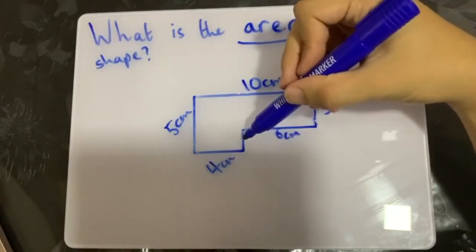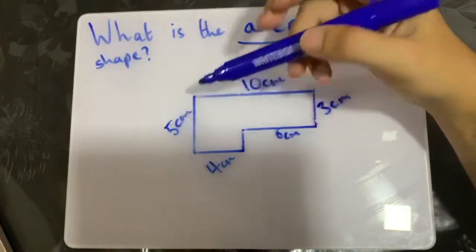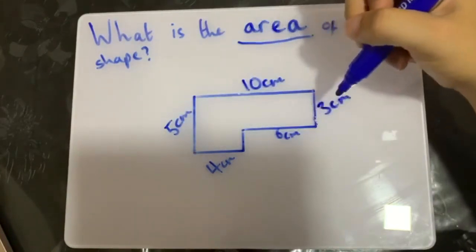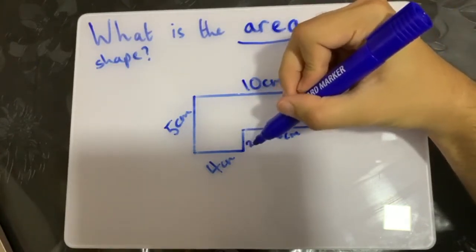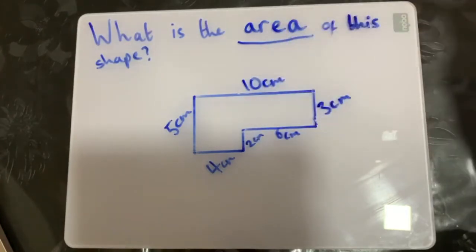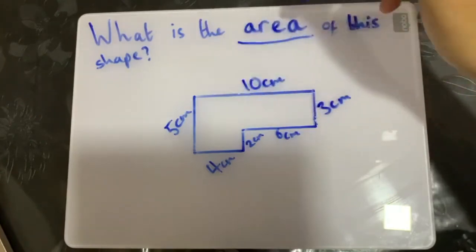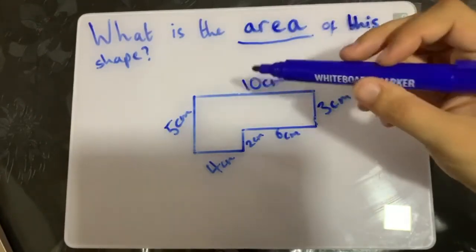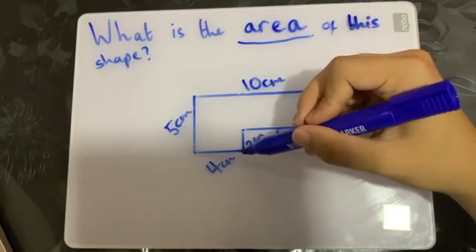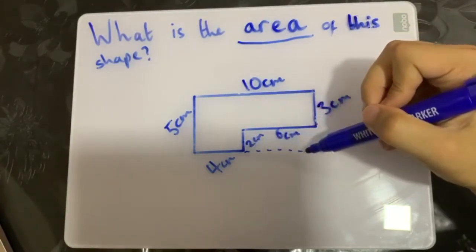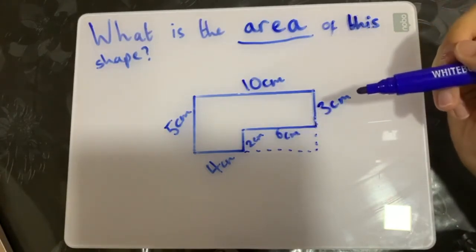And now I need to find this side, and I'm going to do the same thing. So my long side is 5 centimeters, and my other vertical side is 3 centimeters, which means that the remaining amount is 2 centimeters. Now, I can't do 5 times 10 to find the area of this, because I would do that if it was a rectangle. So if all of this was filled in here, then I would do 5 times 10.